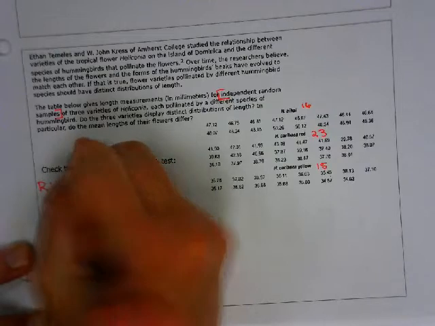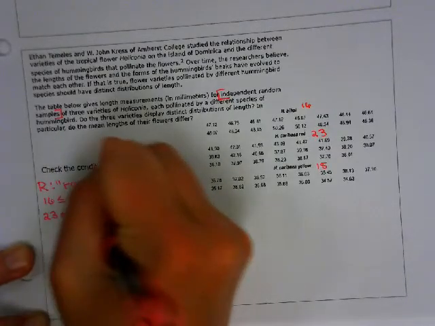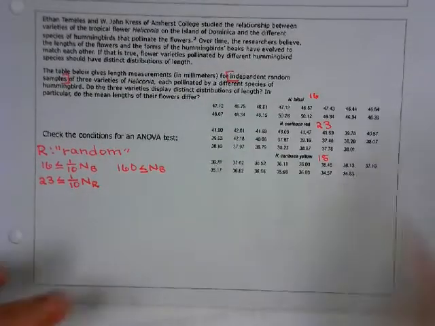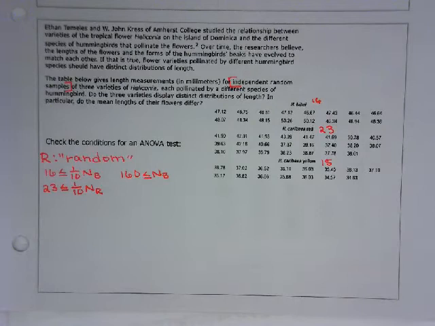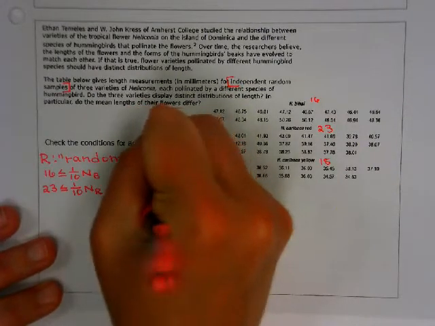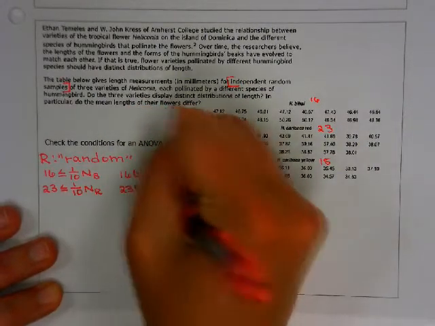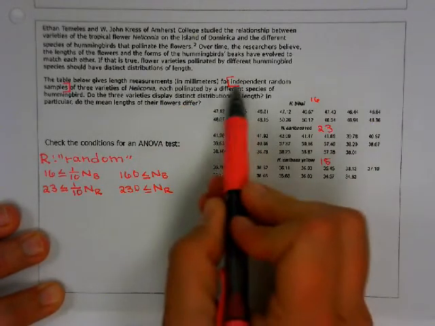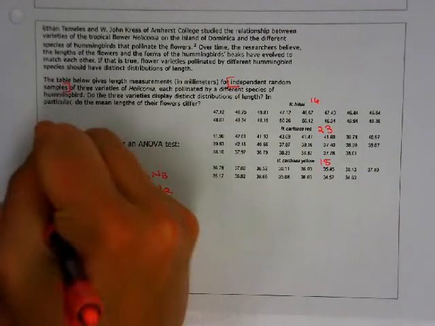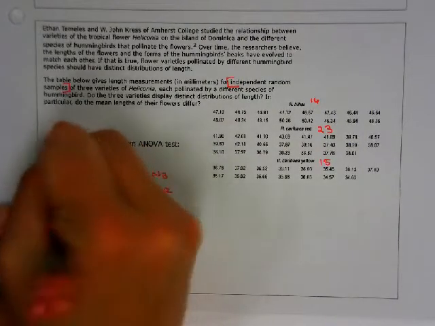Okay, so I didn't come up with the rules, but let's just say there are 4 conditions: random, independent, normal, and same standard deviation. They just put random and independent together. But it does say independent up here too. So we still do it even if it says that. Yeah.